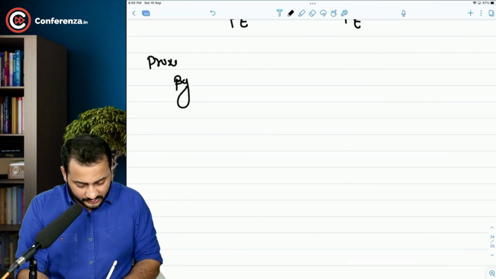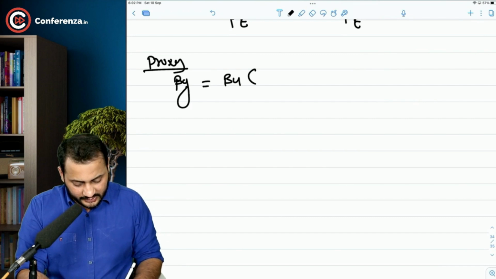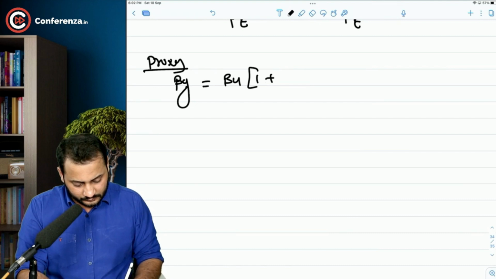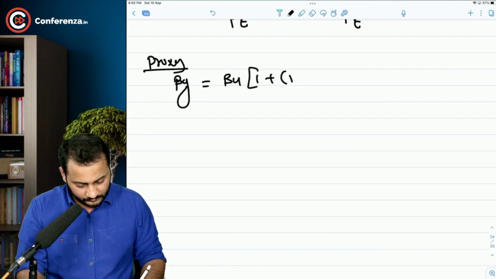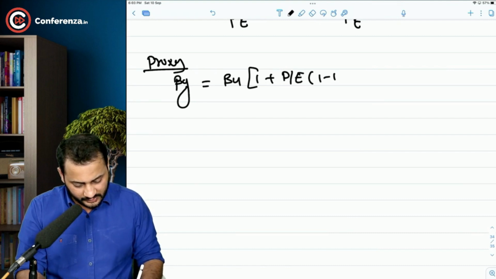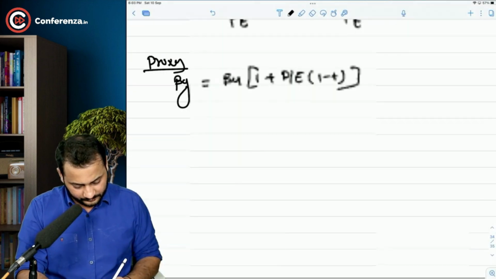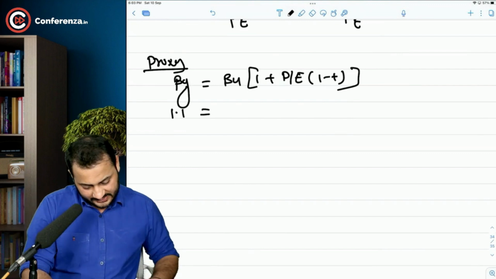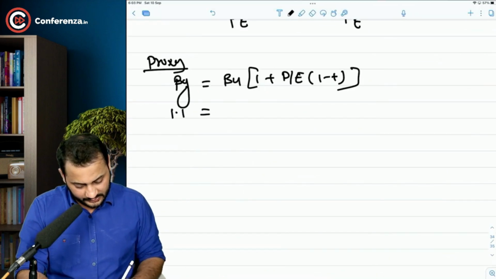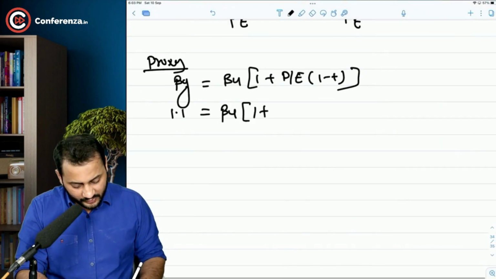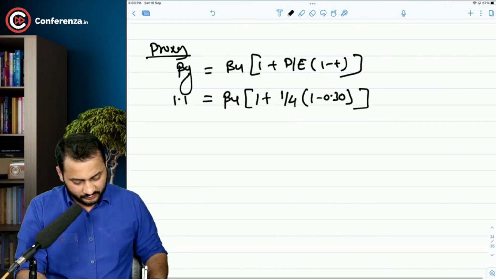So the very first step, for the proxy, geared beta is equal to ungeared beta times 1 plus debt equity ratio times one minus tax, right? So what is the geared beta? 1.1. What is the tax rate? 30%. See, so we will find out the ungeared beta out of it. What is the debt equity ratio of the geared company? It's 1:4. We are going to remove this 1:4 impact from 1.1.